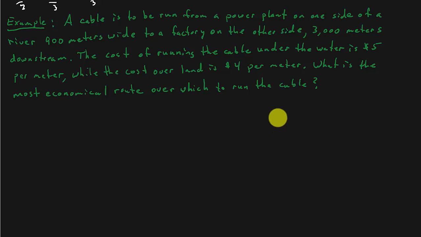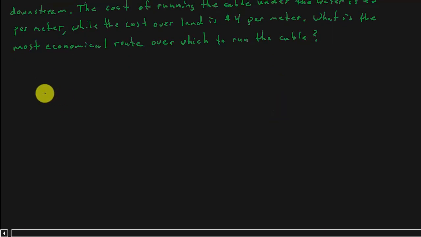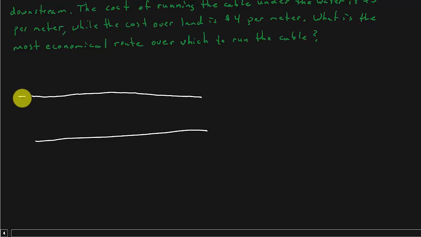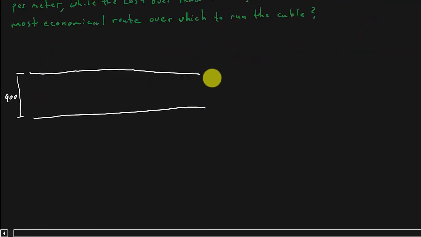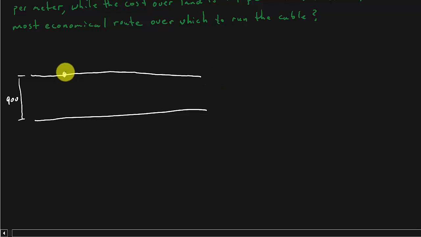All right, so this is what we've got right here. We've got a river that's 900 meters wide. We are in meters. And we have a plant here, and we have a plant here. And so we're going to run along the river and then down to the other plant. In other words, how much land, how much water.